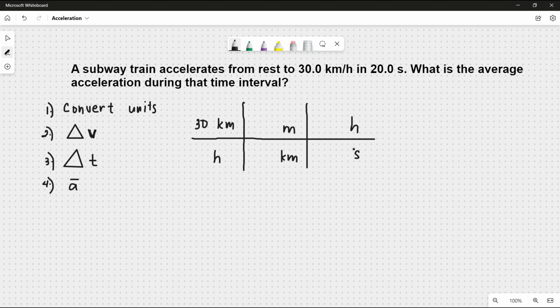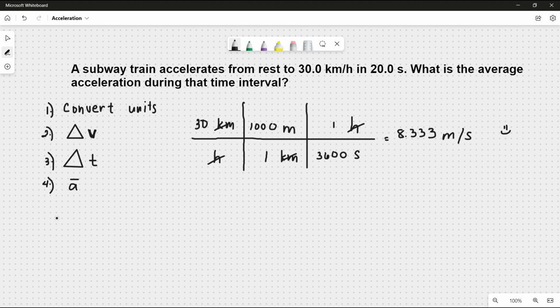Next step is we have to look for equivalent values for these units. In this case, we know that 1 kilometer is equal to 1,000 meters and 1 hour is equal to 3,600 seconds. Now that we can cancel out kilometer per hour, we are left with meters per second. When we input these values in our calculator, this will give us 8.333.